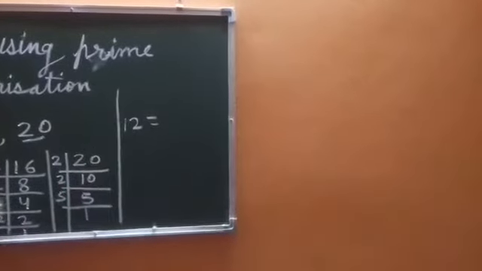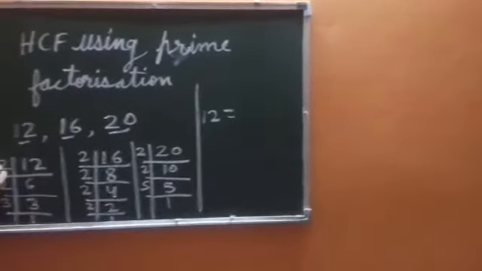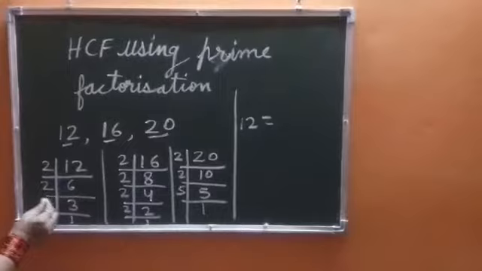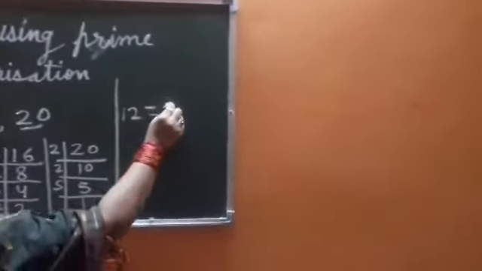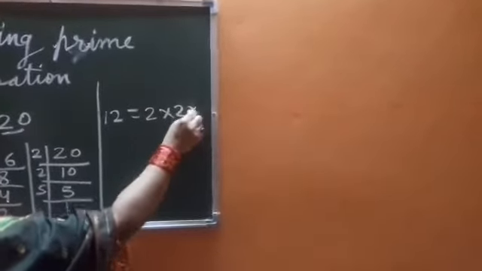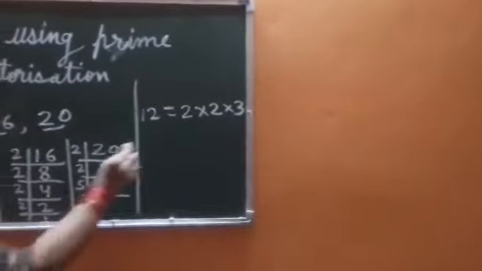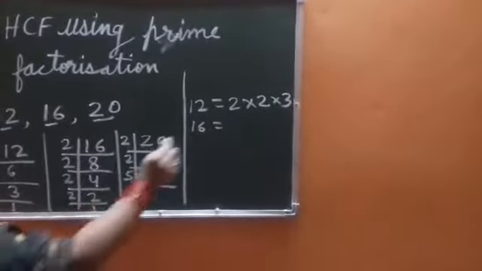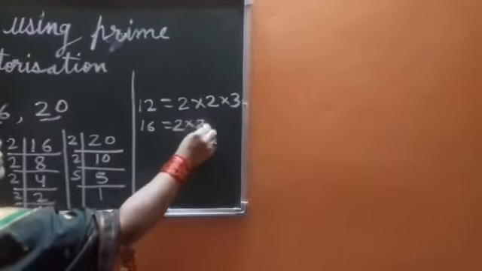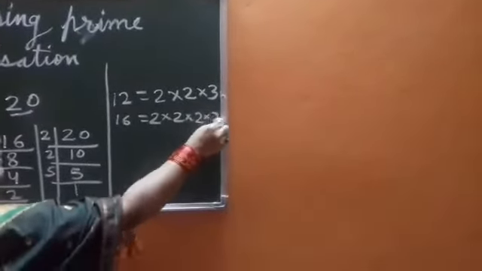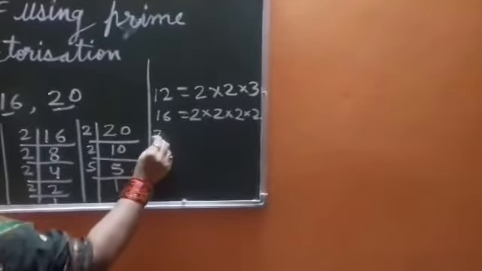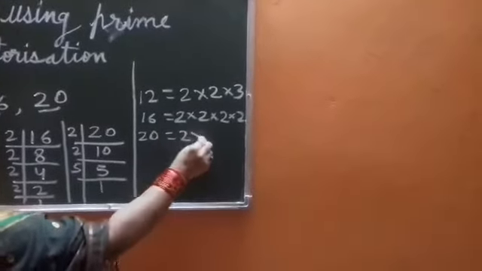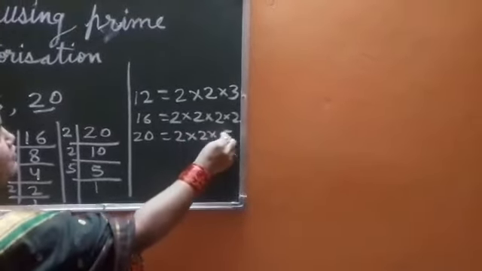Prime factors of 12 are 2 into 2 into 3. Prime factors of 16 are 2 into 2 into 2 into 2. And prime factors of 20 are 2 into 2 into 5.